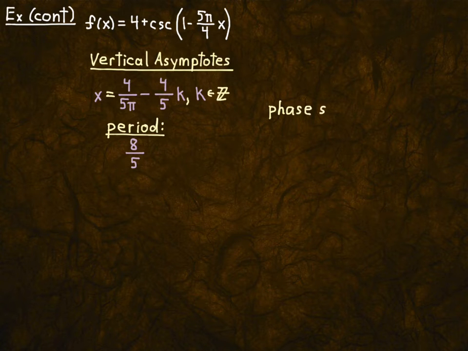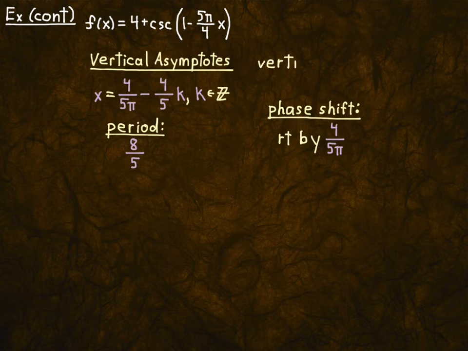I found the period was 8/5. The phase shift was 4 over 5π. This is all on the previous video. The vertical shift is up 4. And it's a cosecant.